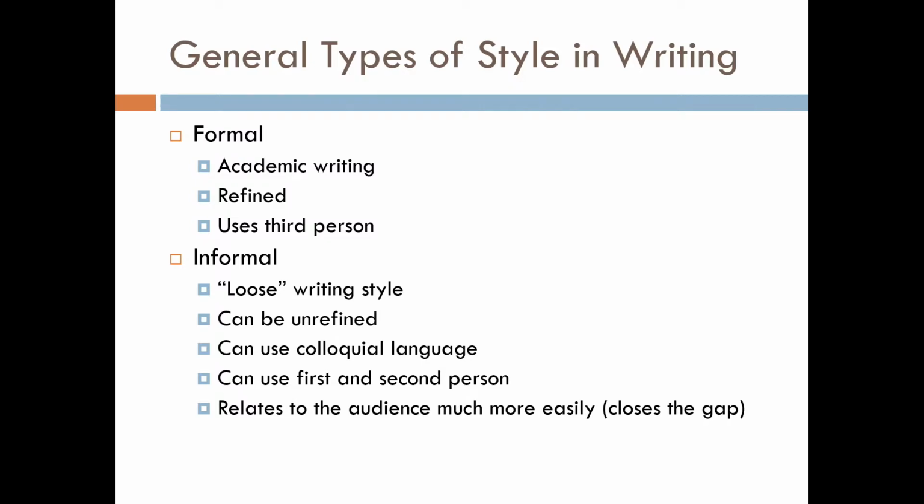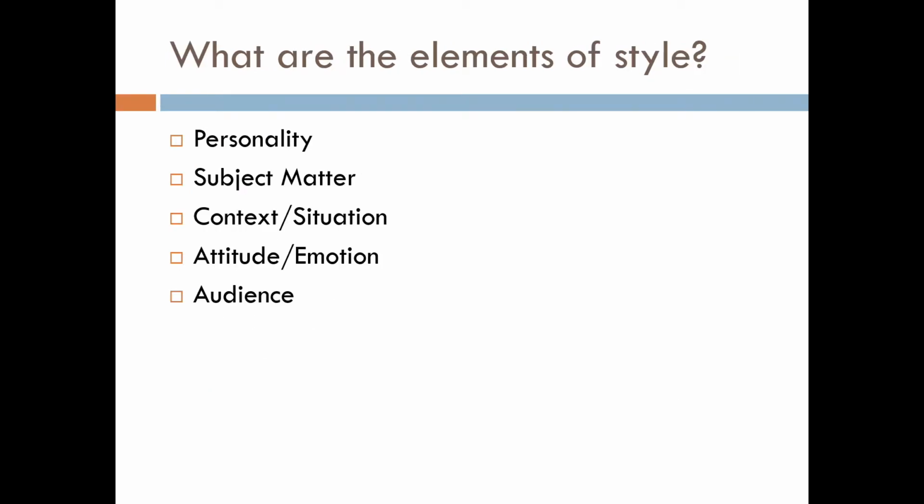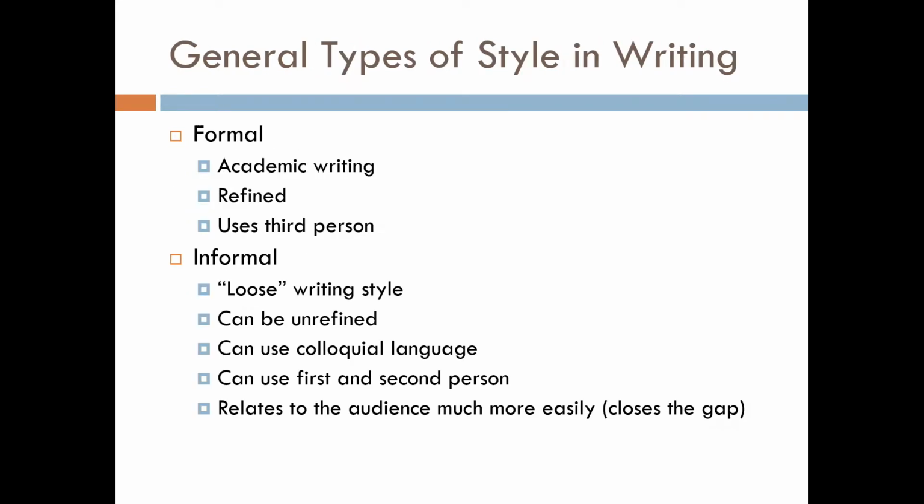When we talk about style, there are two general types of style in writing, and they're very simple, formal and informal. So if I choose a formal style of writing, of course, I'm going to bring all of these things to it, right? My personality, my subject matter, maybe what I write about, the context I find myself in, my attitudes, my audience. But beyond that, I can either write in a formal or an informal style.